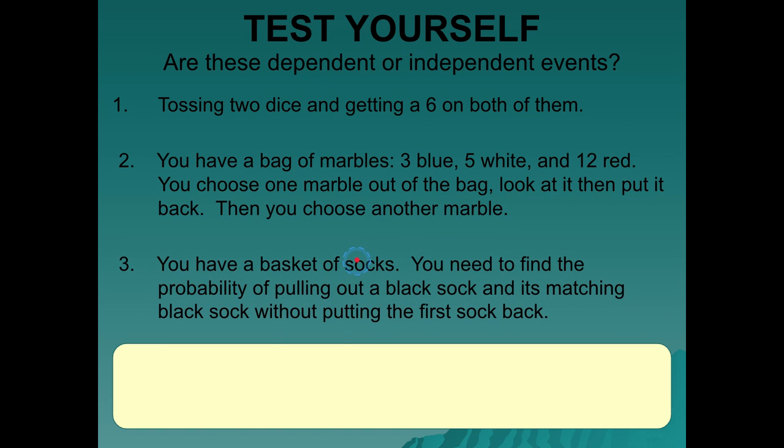Okay, now I've got a basket of socks, and I don't know why these probabilities always use marbles or socks or cards. So you find the probability of pulling out a black sock, and then a matching black sock without putting the first sock back. So you reached in, you pulled out a black sock, and then you didn't replace it, and you pulled out another black one. If you didn't replace it, they have to be dependent.